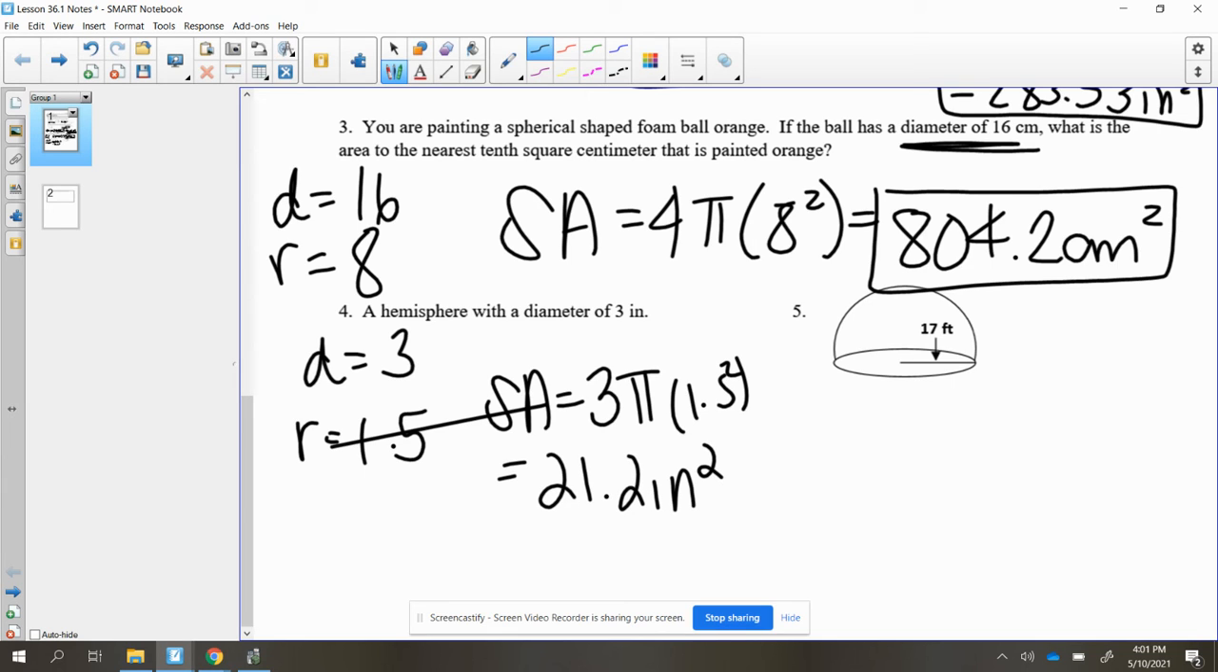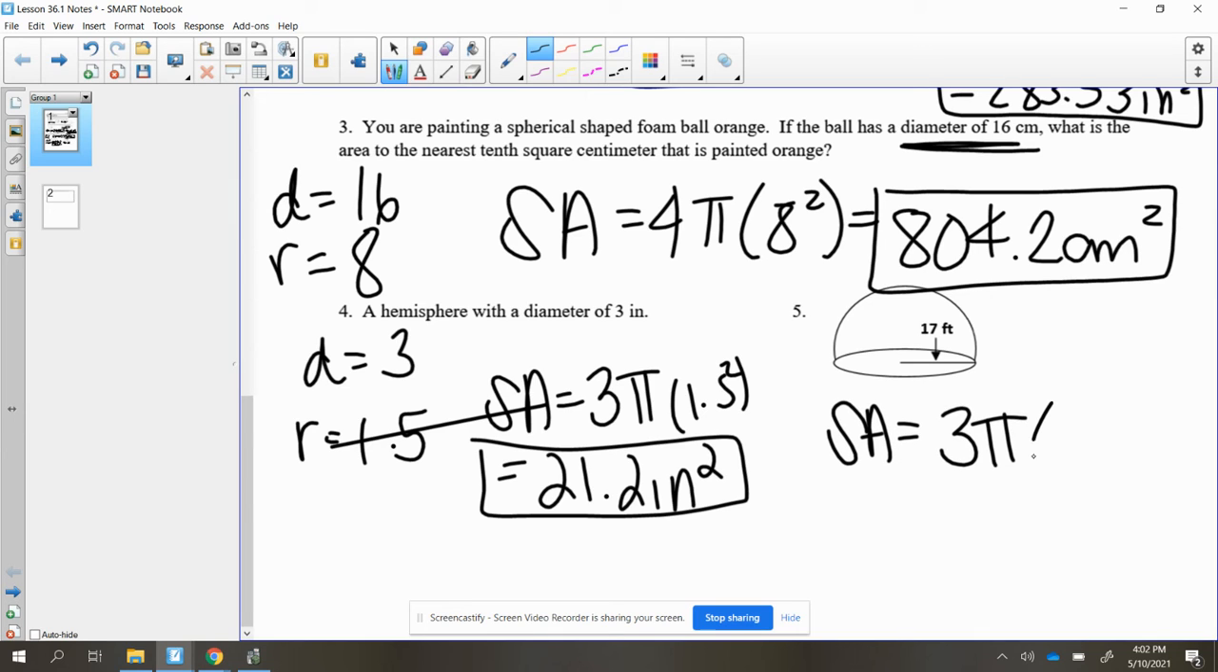And then last but not least, if you have this hemisphere here, try this on your own. You should have on this one 3 times pi times that radius of 17 squared, which is about 2,723.8.